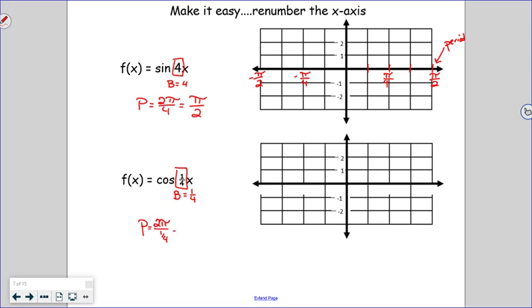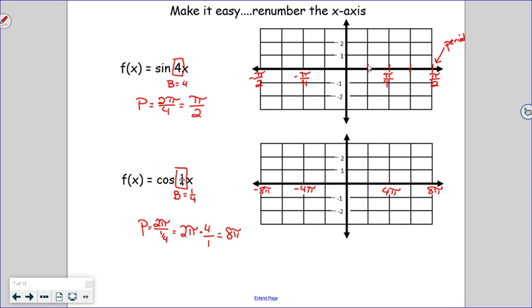Always 2 pi divided by. So 2 pi divided by 1/4 is the same thing as 2 pi times 4 over 1, which gives us a period length of 8 pi. That becomes the label on my 4th tick mark. Half of that is the label on my 2nd tick mark. So 4 pi, negative 4 pi, and negative 8 pi.